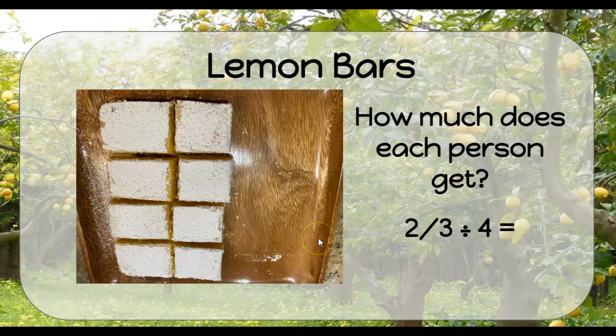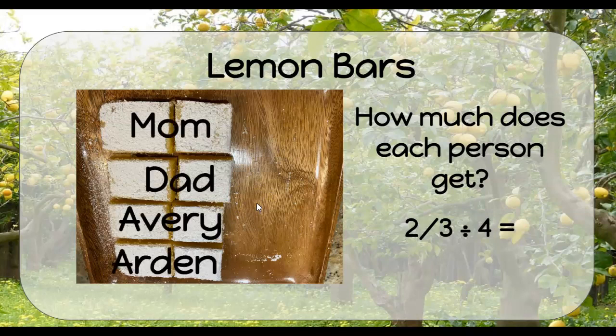What answer do I have though? Is my answer 2? Is my answer 8? How can I figure this out? Well, remember, I'm sharing with 4 people. So what do I want to do? Yep, I want to label. I want to label what each person's going to get. So there's me, there's my husband, and my 2 kids, right?